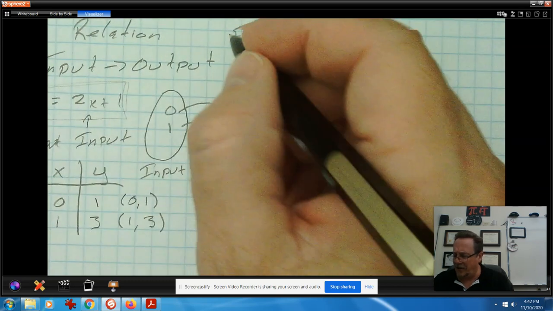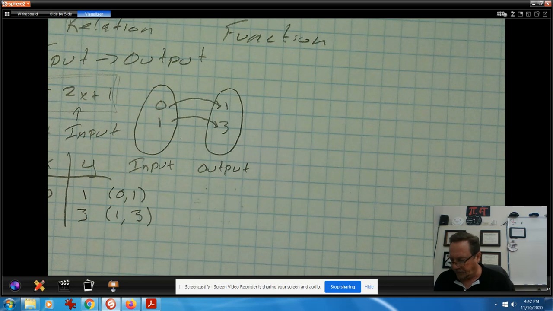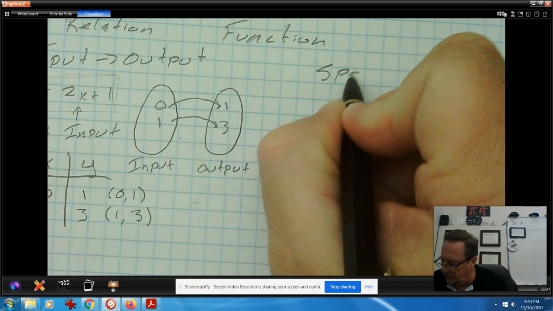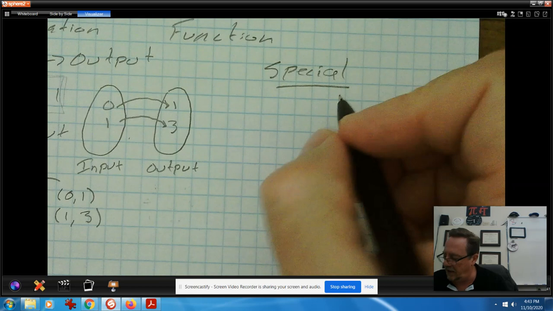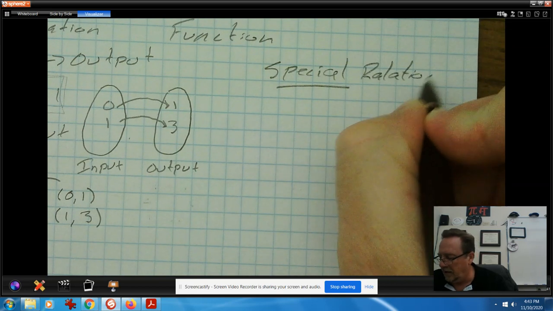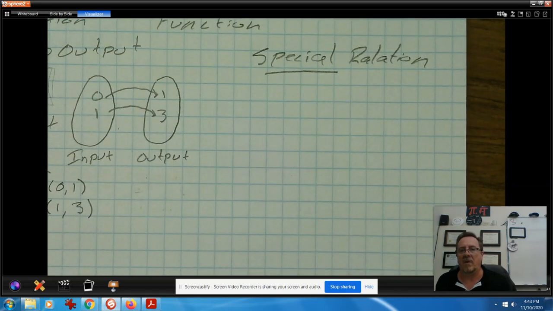So what then is a function? If that's a relation, what's a function? Well, a function is a special relationship. This one's a special relationship. Isn't that special? That special relationship is one where each input value is mapped to one and only one output value.